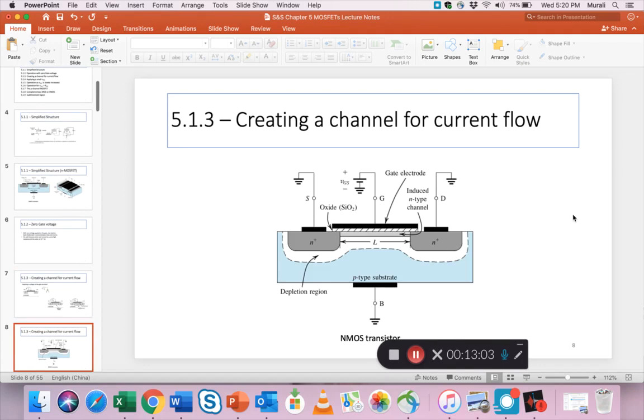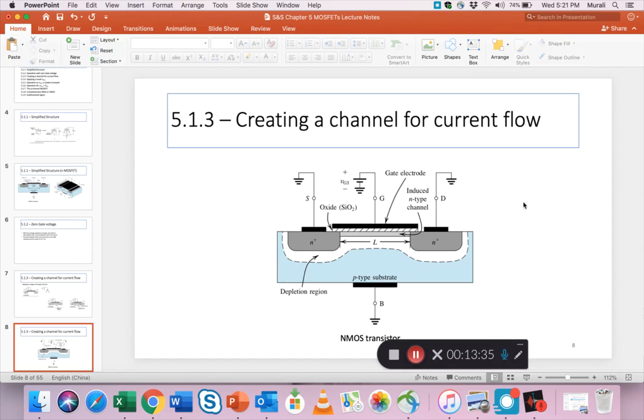So let's move to slide 8, and this is from our textbook, this graphic. So the same thing is repeated, but with a little more detail. So you see the same picture, and what you see is this white region that has been created as soon as you apply that gate voltage. Now the gate voltage is with respect to ground. So source and drain, the other two terminals, are grounded, and the gate has a positive voltage. The body is also grounded.